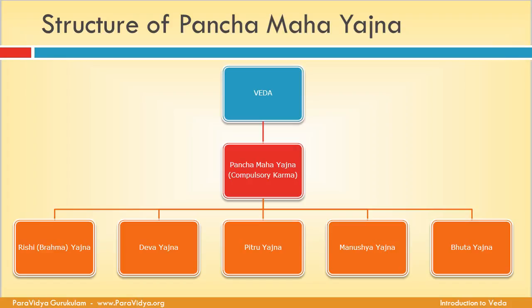Structure of Pancha Mahayajna. The karmas propagated in Veda are of 5 types. Pancha Mahayajna is a compulsory karma, like Rishi or Brahma Yajna, Deva Yajna, Pitru Yajna, Manushya Yajna, and Bhuta Yajna.